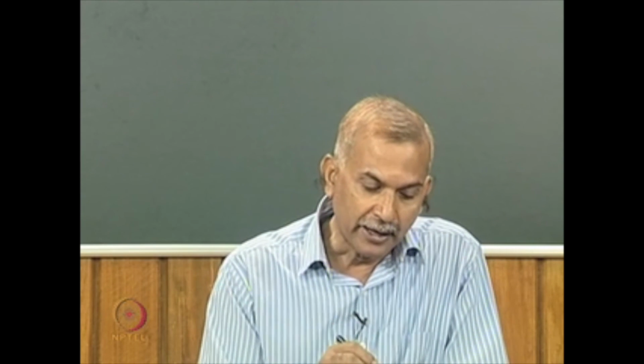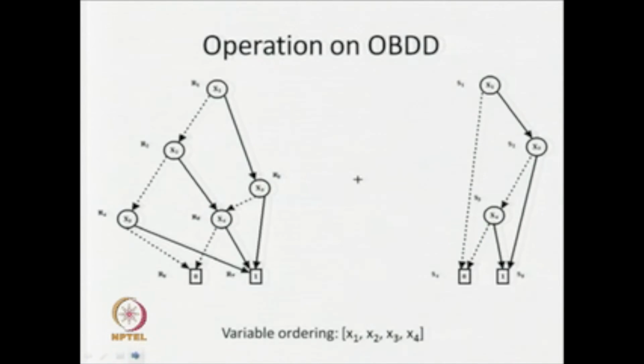Now, this apply algorithm we are going to see with the help of an example. Just see that this is one BDD for function f. So, I can say that this is your Bf and say this is the BDD for function g. We can say that this is your Bg. Now, both are having the same variables x1 to x4. And the variable ordering is x1, x2, x3, x4.